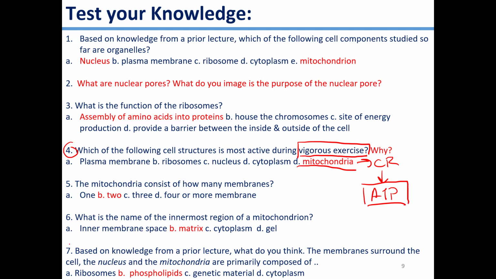The other one I do want to go over is this right here, based on your knowledge from prior lectures. What do you think the membrane that surrounds the cell, the nucleus, and mitochondria is primarily composed of? Again, it's going to be our phospholipids. Remember, we have our hydrophobic and hydrophilic ends in order to create our lipid bilayer in order to allow for that separation of the outside and the inside.